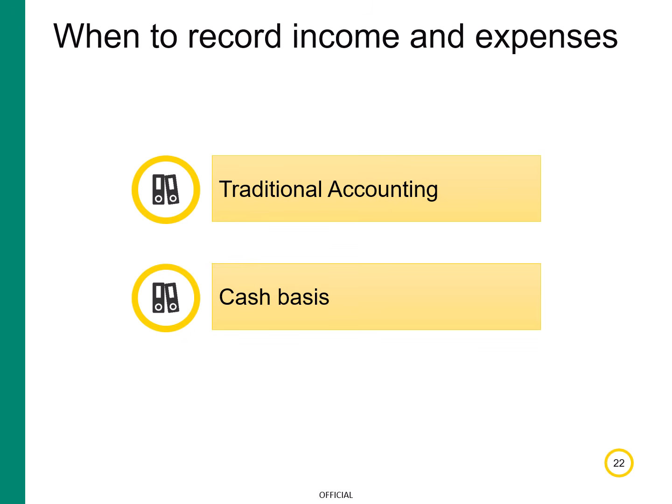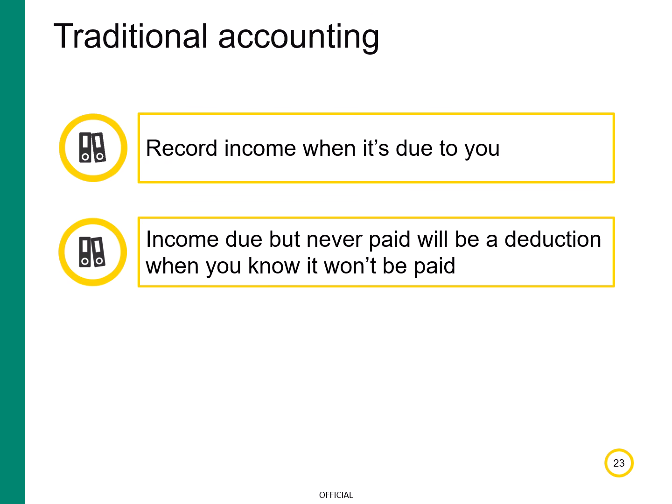Firstly, how you record your income and expenses depends on the accounting method you're using. These are traditional accounting or cash basis. When you use traditional accounting, sometimes known as the accruals basis, record your income when you're due to receive it, whether it's been paid to you or not. Income due to you but not paid will be allowable as a deduction only when you know it won't be paid.